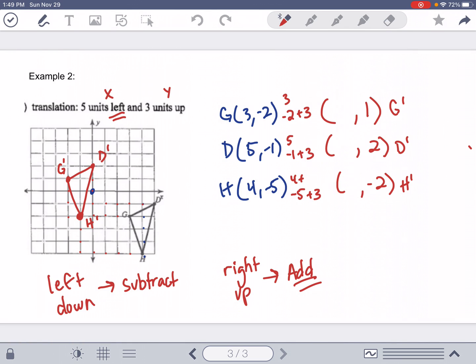So now, let me redo that. And so now, 3 subtract 5, -2. 5 subtract 5, 0. And then 4 subtract 5 is -1. Okay, so now let's check it. G prime, -2, 1. That's good. D prime, 0, 2. That's good. H prime, -1, -2. That's all good now.